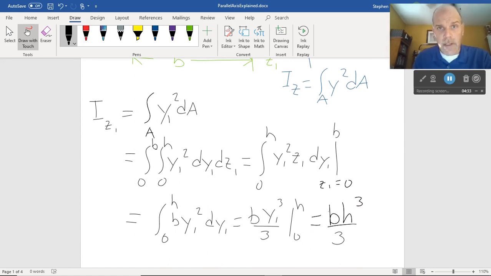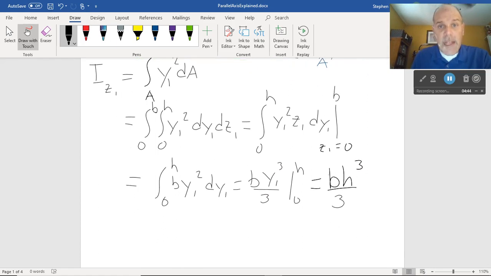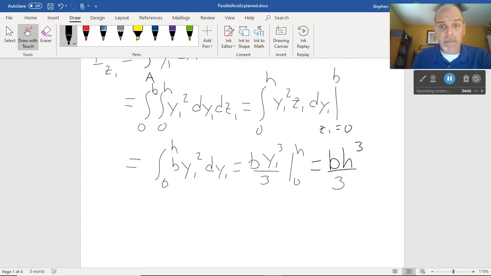Now, we could do the integral all the time. We don't want to do the integral all the time, right? There needs to be some fundamental thing we can do to kind of shortcut this process. That's where the parallel axis theorem starts to come in, okay?